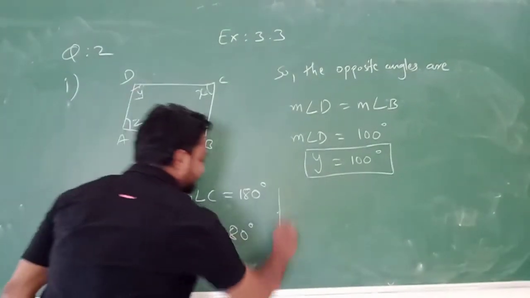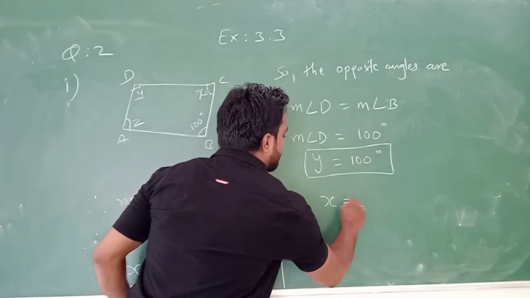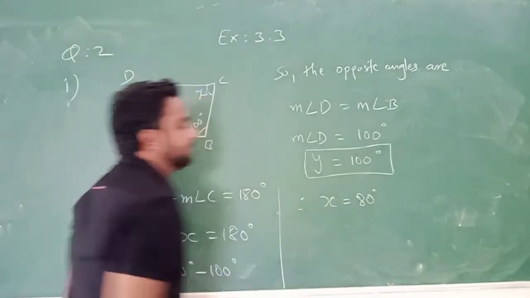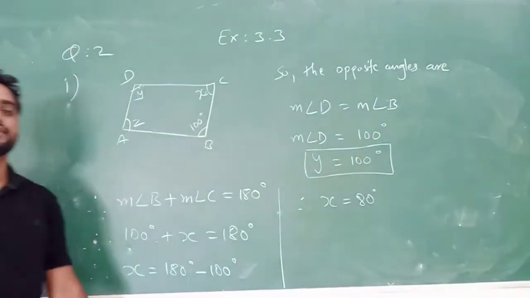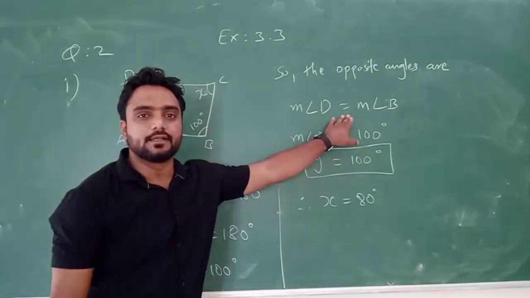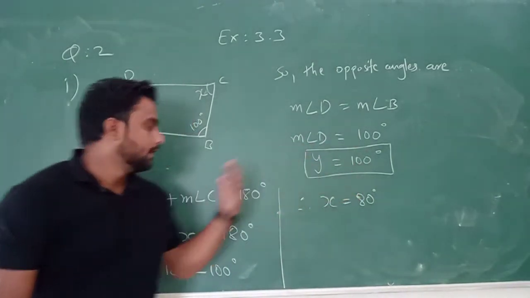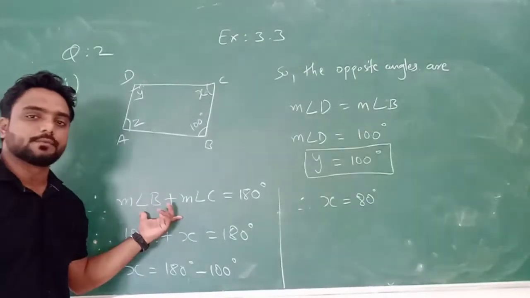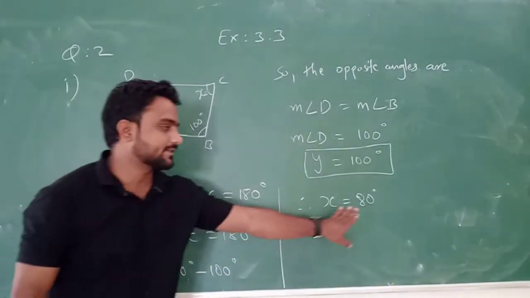So therefore x is equal to how much? 80 degree. Understand or not? The x is 180 minus 100, that is equal to how much? 80 degree. Okay, so first property, opposite angles equal. According to that, I am obtaining the value of y, that is 100 degree. Now the second property, that is what? The summation of the adjacent angles is supplementary. On the basis of that, I am obtaining the value of x.